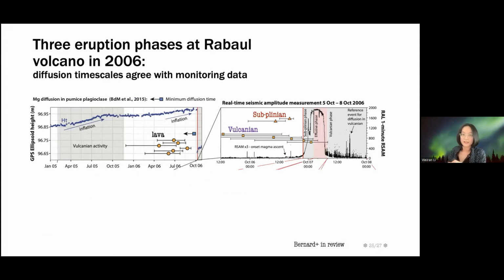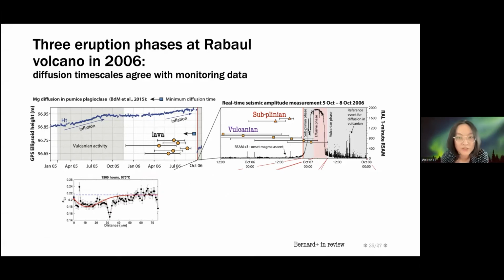We have recently applied this method to Rabaul volcano. As I mentioned before, this eruption has 3 phases, and we have luckily sampled apatites from each of the phases from the same eruption. We analyzed them, did some X-ray maps, and did the diffusion modeling to get a timescale, which gave very satisfying results. So let's start with the lava flow sample. We got timescales of about 2 months for these samples, and this timescale agrees with the volcano inflation observed a few months before the eruption in October.